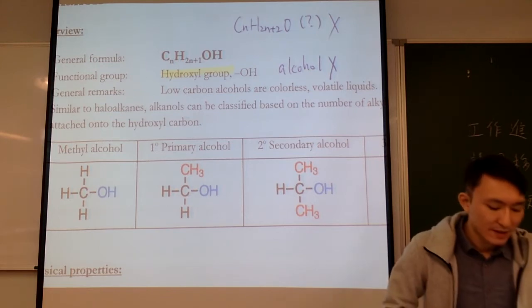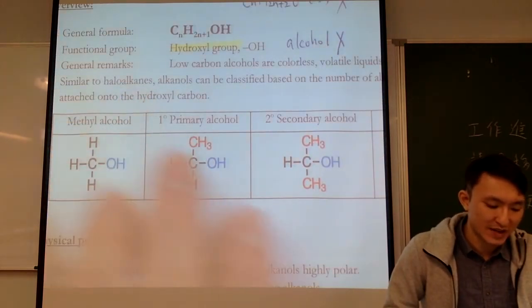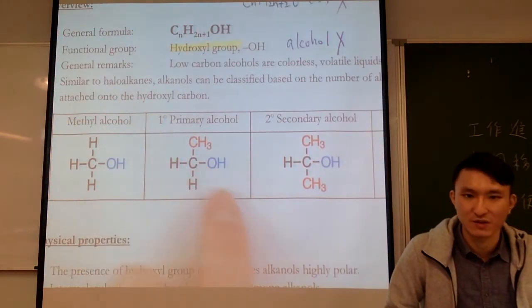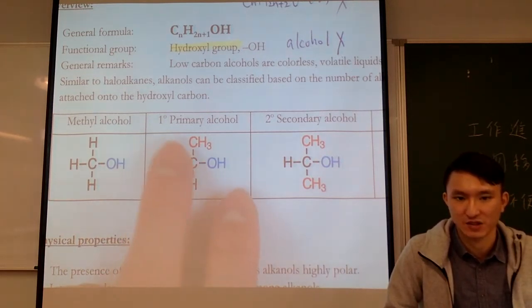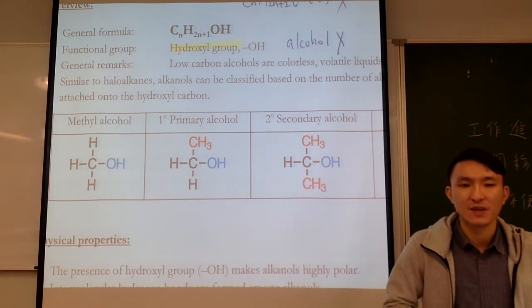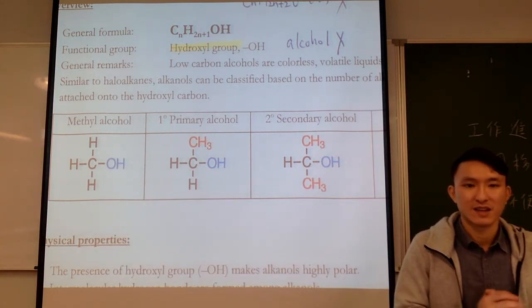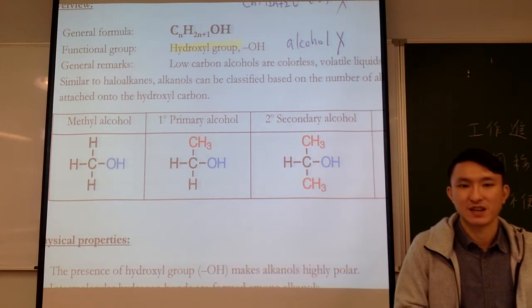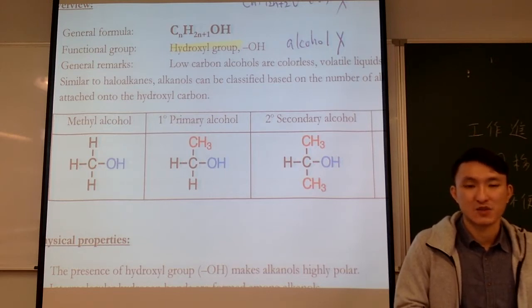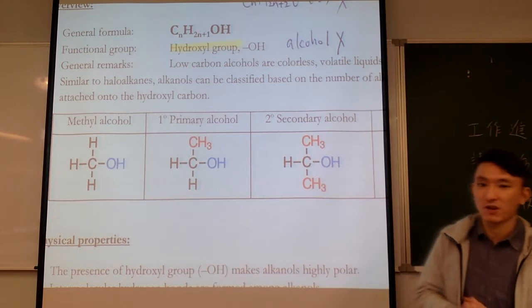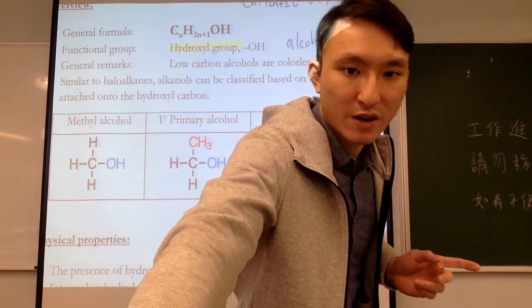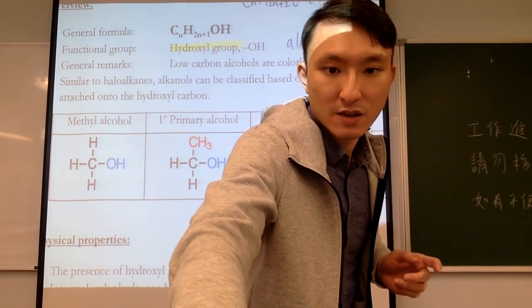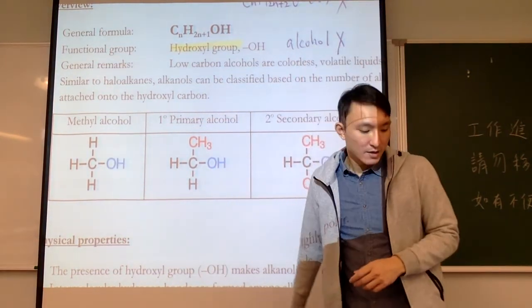Okay. Now, similar to haloalkane, we can classify alcohol into three or four categories based on the number of alkyl groups attached to the hydroxyl carbon. Like I said, this one you need to know much better than haloalkane, because later on when we talk about the reactions of alcohol, different types of alcohol actually react differently.